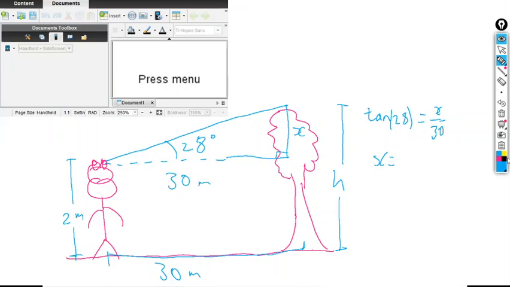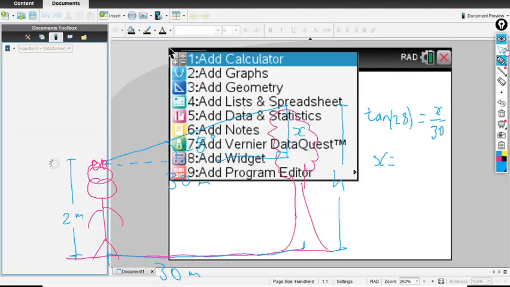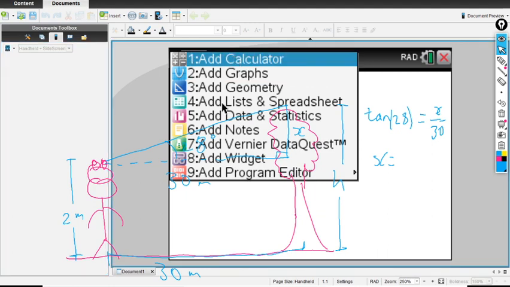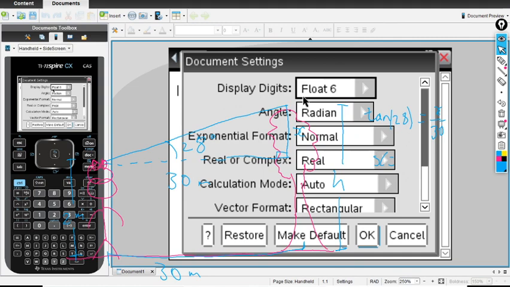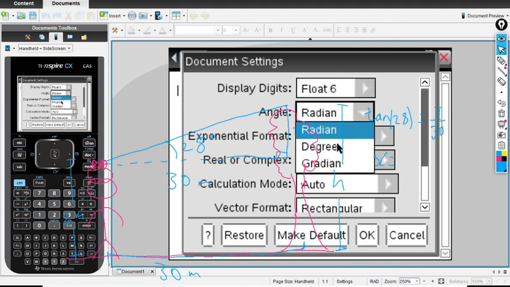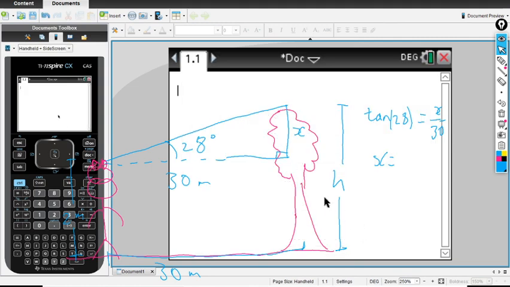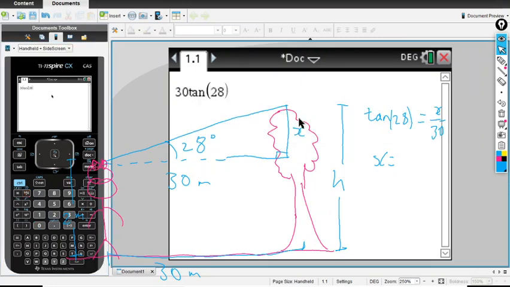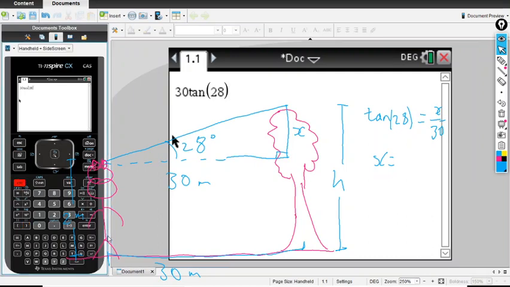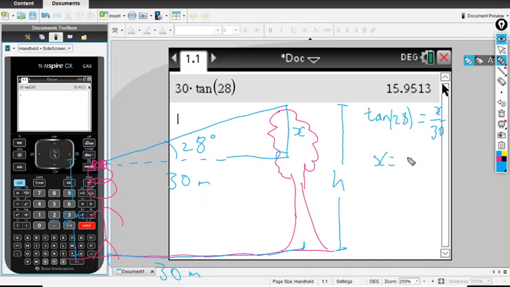50. No, sorry, not 50. Oh, here comes my CAS calculator. I could also use that. Why don't we use that? So, we've got, just make ourselves use degrees, because we're working in degrees. So we're doing 30 tan 28. And we go control equal because we want a decimal. We get 15.95. So we can just write that in here.